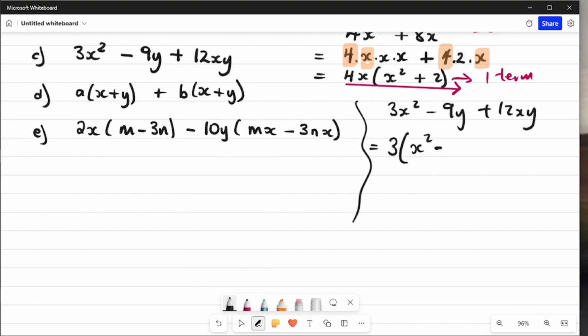In the second term, I'm going to bring down my negative sign. I've got 3y here, reason being 3 times negative 3y will give you negative 9y. And then we have plus 12. So 3 times a certain number must give us 12, and that would be 4, because 3 times 4 is 12. Then I have xy. This is fully factorized. We were given 3 terms which we turned into a single term.